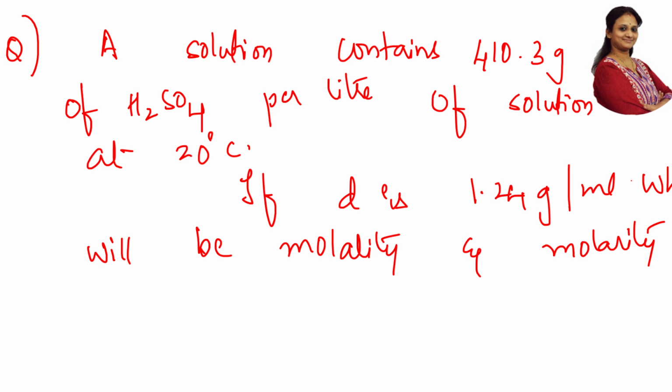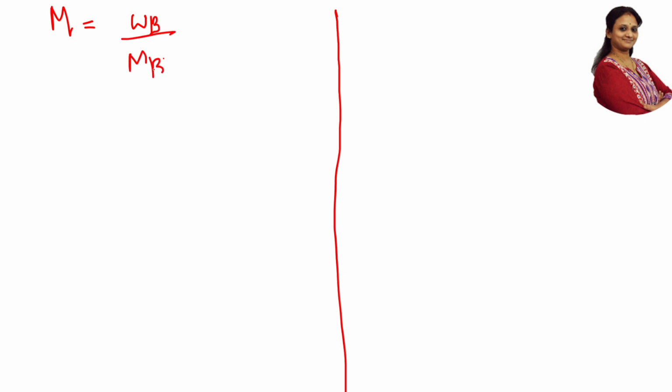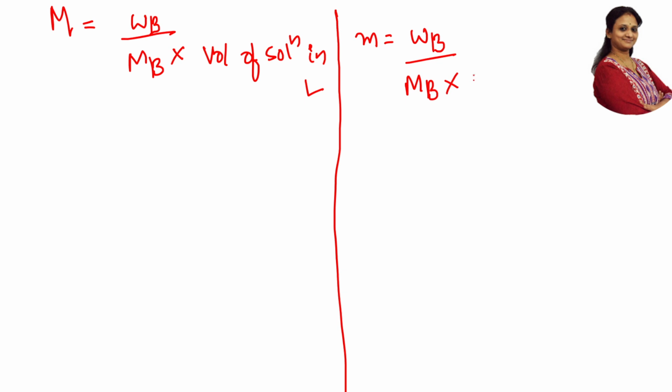Let us divide the page into two parts, one for molarity and one for molality. I'm just drawing a line so that it's easy for you to understand. First, the molarity formula is WB by MB into volume of solution in liter. We did molarity in the last video. What is molality? m is equal to WB by MB into WA, with weight in kg. This is in liter, this is in kg.